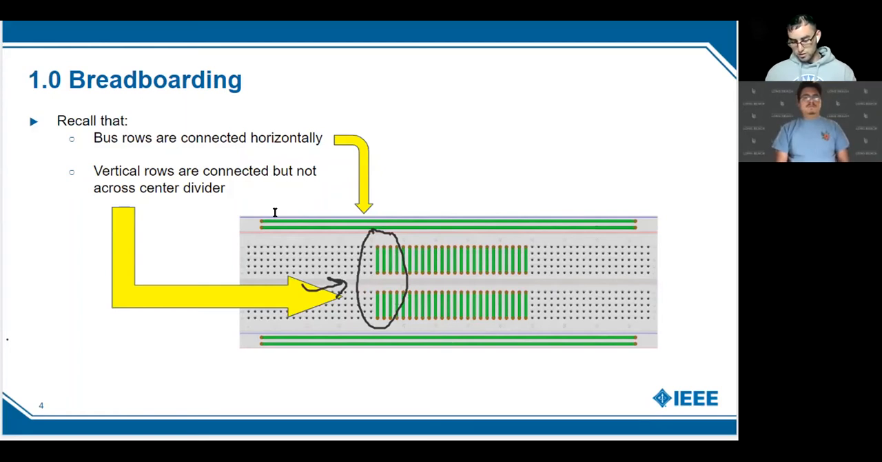Another side note: some breadboards do have a discontinuity right here, on the top and the bottom. So just be mindful that if you have that breadboard, you need to put jumpers in to bridge those bus rows together.